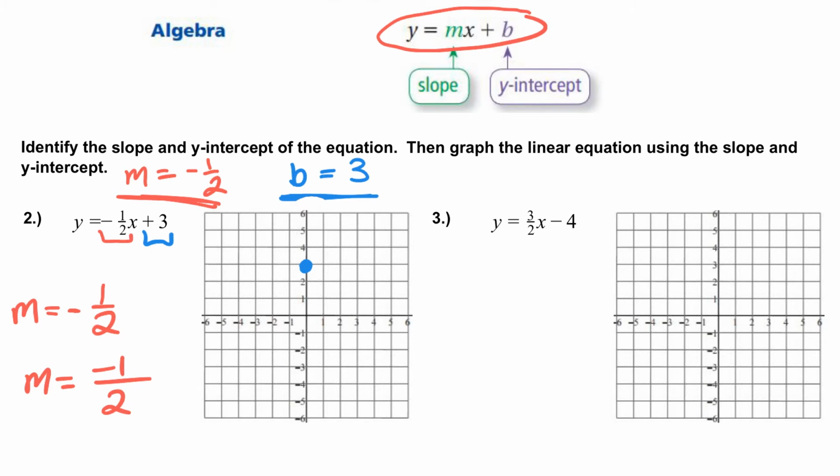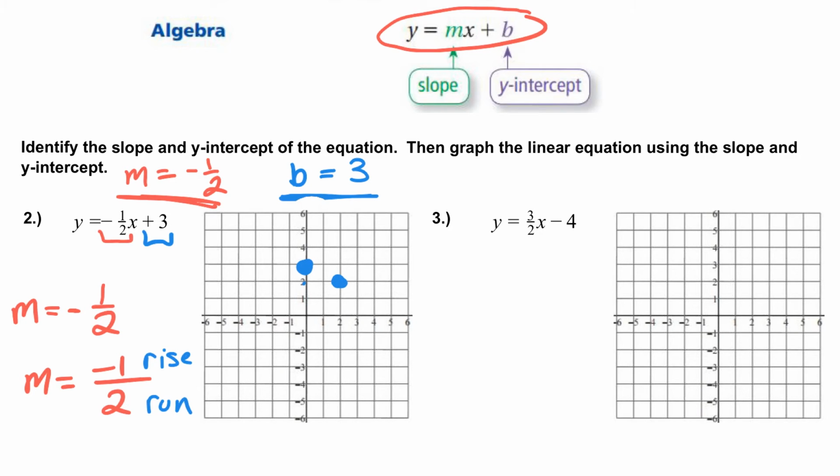Now, if you remember, slope is rise over run. So this negative 1 represents our rise, and this positive 2 represents our run. And here's how that works. So starting at the point that we have already made, our y-intercept, we are going to do a rise of negative 1. So that means we are going to go down 1 and then a run of 2. And positive 2 run means we're going to the right. So we're going down 1, right 2, and there's our next point.